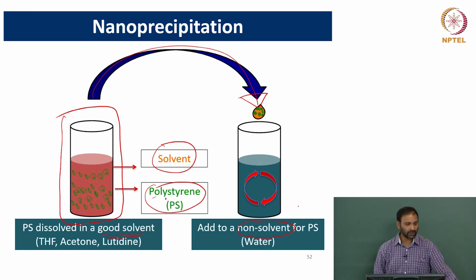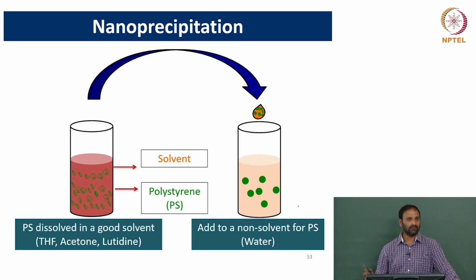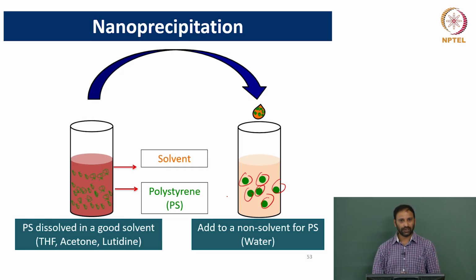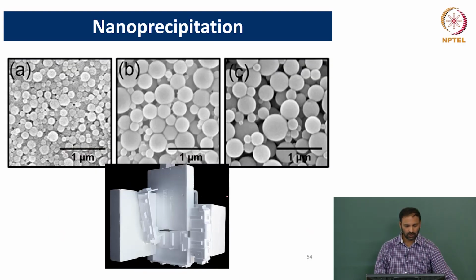So as soon as you do that, and then if you stir it, you essentially have generation of spherical particles. That is because the polymer does not want to be in water and it precipitates out, and it precipitates out as spherical particles. Again, there is a lot of literature, you can read up a little bit about it. So what we have done in our lab is to use this polystyrene waste.